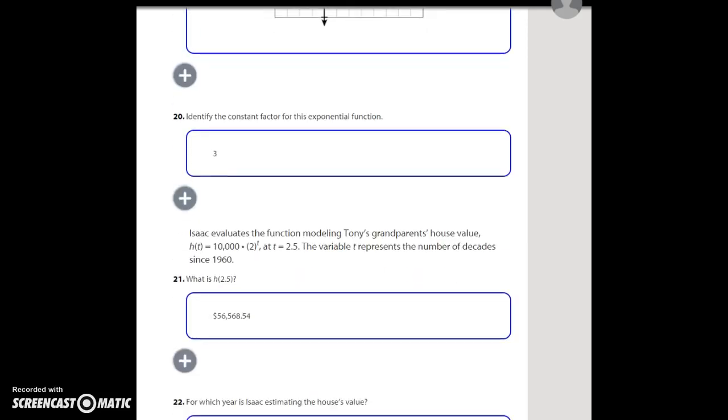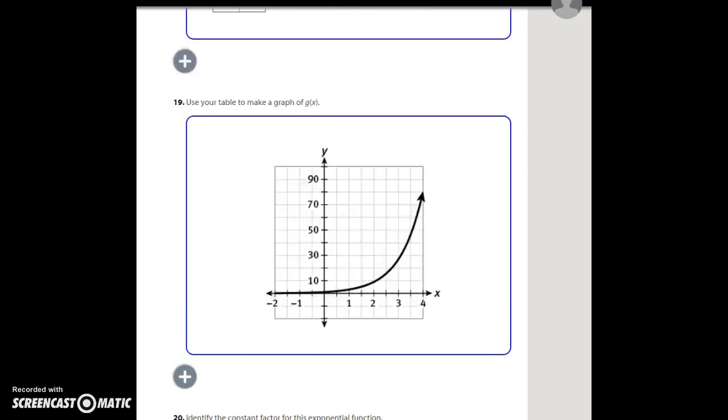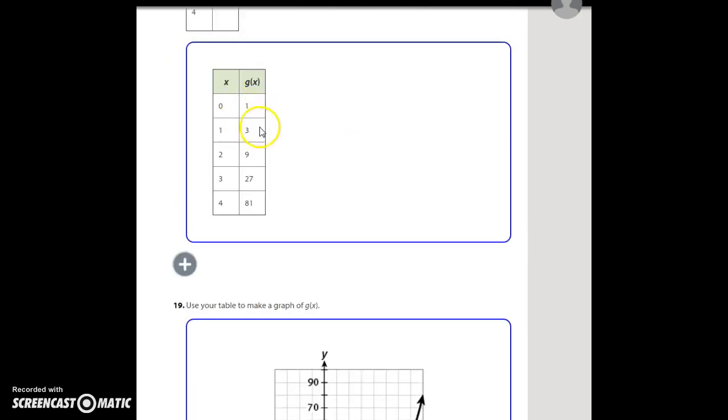Now here it says to identify the constant factor for this exponential function. What that's asking us is what we have as that common ratio. So that's where we're multiplying by 3 each time. And we can see that as these numbers are increasing, we are multiplying by 3.